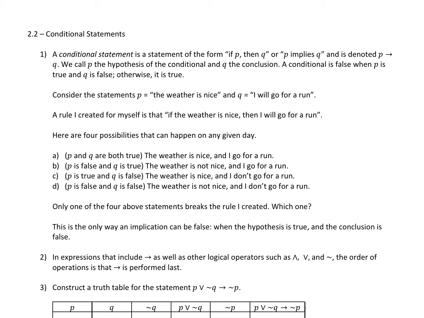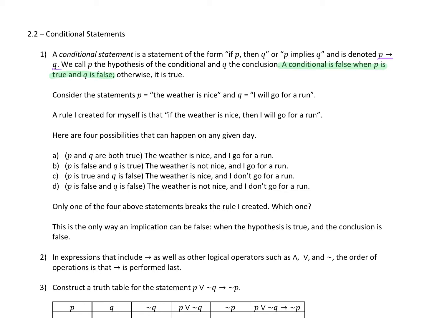A conditional statement is a statement of the form if P, then Q, or alternatively, P implies Q, and is denoted P arrow Q. Typically, that arrow is read as implies. We call P the hypothesis of the conditional and Q the conclusion. A conditional is false when P is true and Q is false. Otherwise, it is true. So the only way a conditional statement is deemed false is if the hypothesis is true, but the conclusion is false.